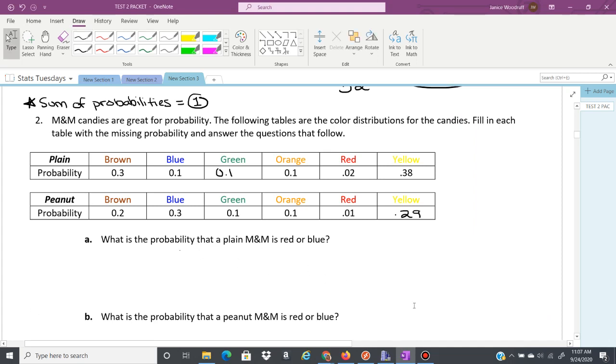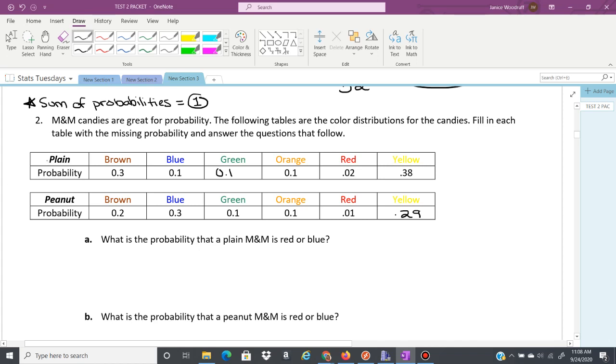Now we want to answer some questions. What is the probability that a plain M&M is red or blue? So this is actually a type of probability that we call, I'm looking for the actual definition here. Joint, that's not joint probability. Marginal probability. Okay, so it's a different type of probability, but we're really just adding the probabilities together. So we can still do this with a simple probability formula.